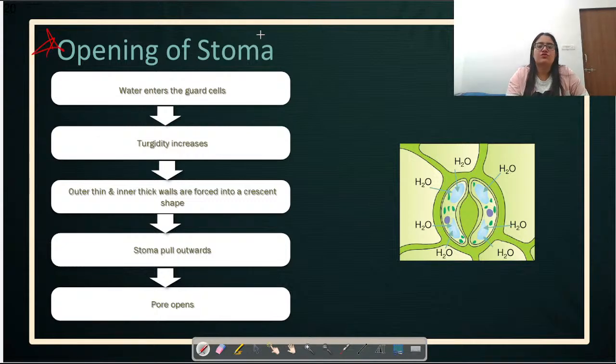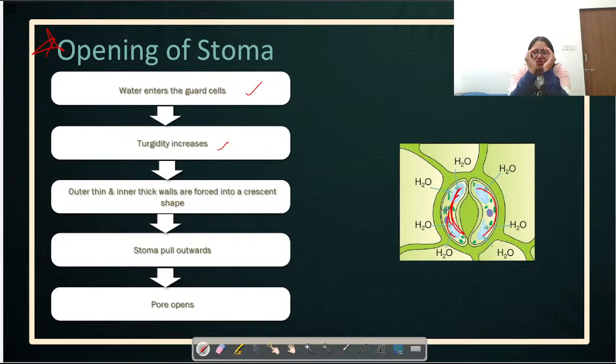Stoma is the singular of stomata. So first of all, what will happen? Water will enter into the guard cells from the surrounding cells. As a result, the turgidity of the guard cells will increase. As a result, the outer thin and the inner thick walls are forced into a crescent shape like this. This is, my dear students, in fact the crescent shape.